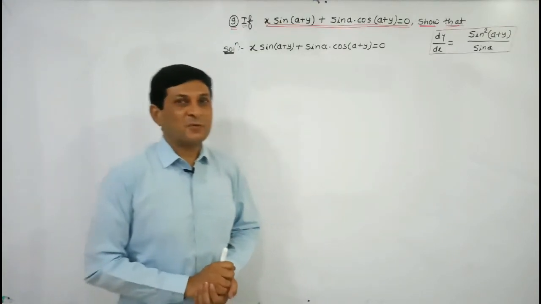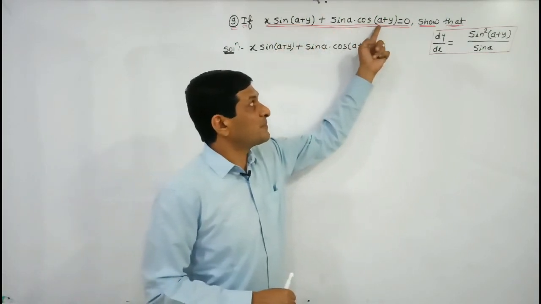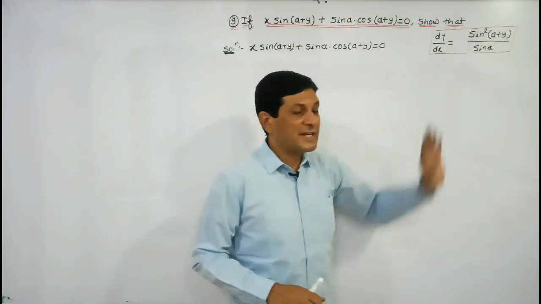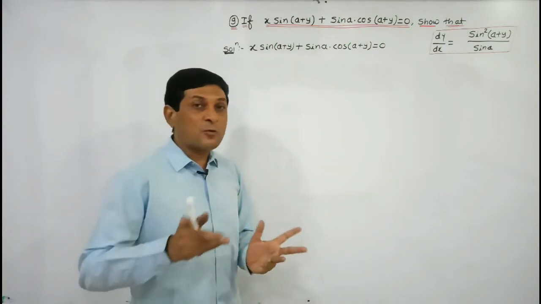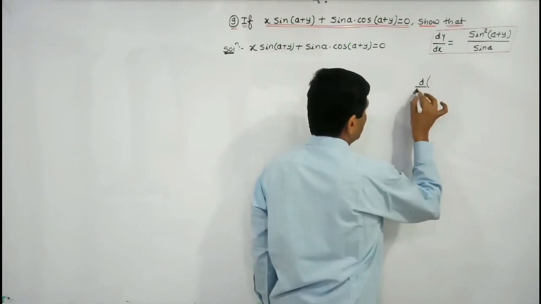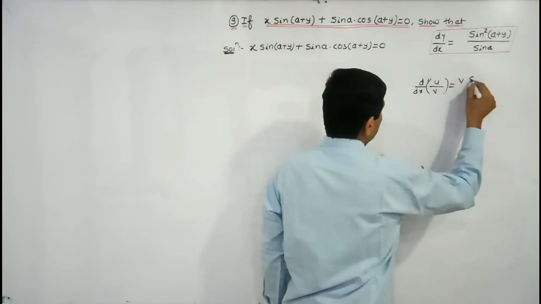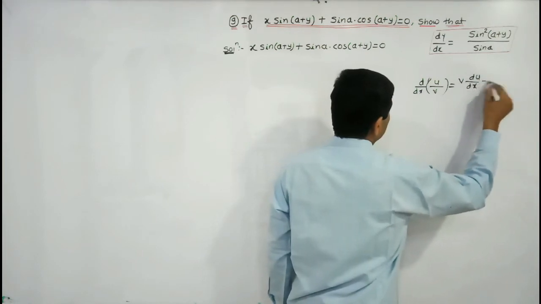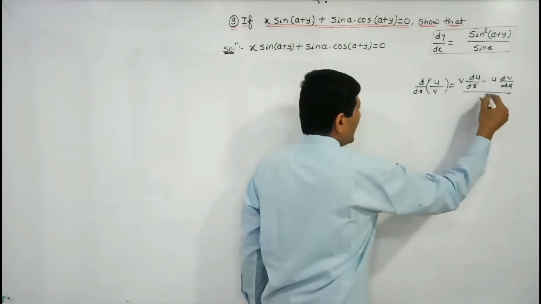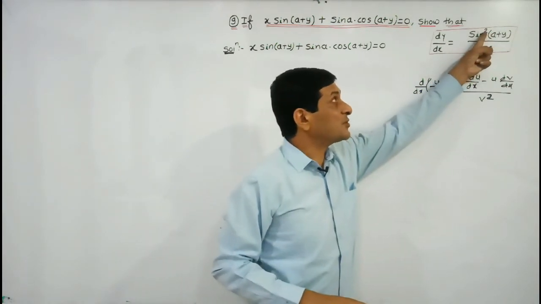Now see in the 9th example, what is the given function? If x into sine a plus y plus sine a into cos a plus y is equal to 0, using this we have to show that dy by dx is equal to sine square a plus y divided by sine a. Now whenever we are applying quotient rule, what is the quotient rule? That derivative of u by v, means derivative of, if the division of two function is there, will be equals to v as it is into derivative of u minus u as it is into derivative of v divided by v square. Means we are getting square of v if we are applying quotient rule. In this expression also square appears, isn't it?